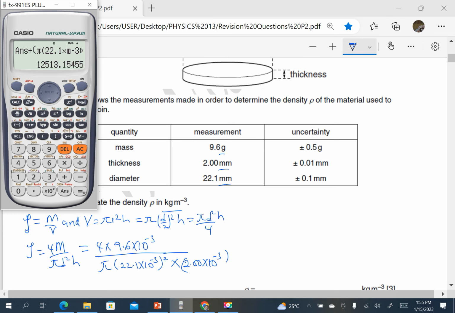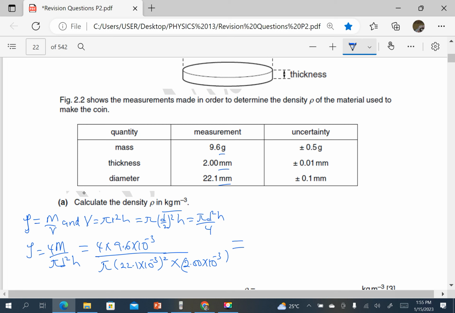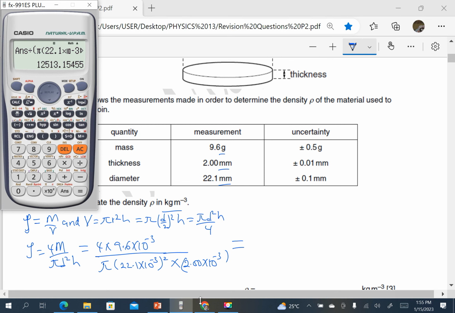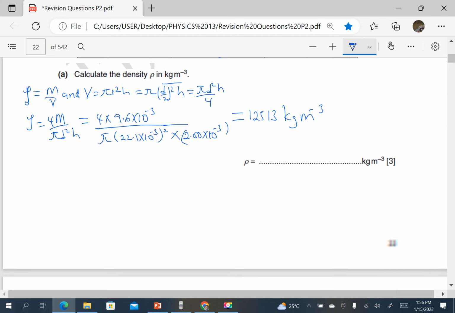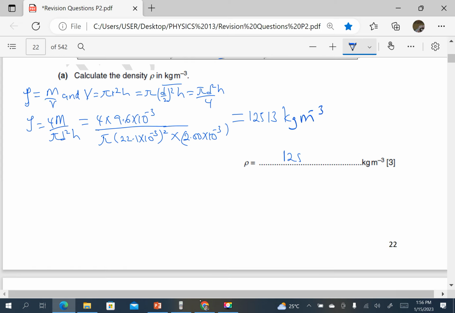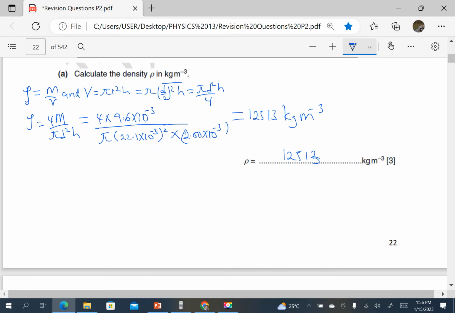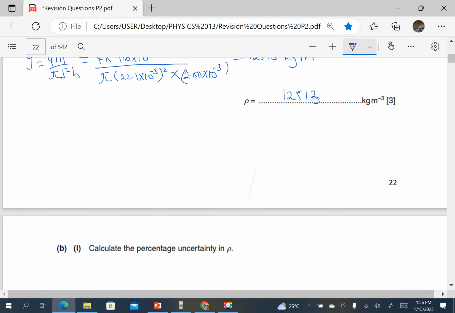So when I divide, the density is going to be 12513.15. I'll just write 12513 kilograms per meters cubed. So the density here is 12513. Okay, you can also press your calculator and verify.